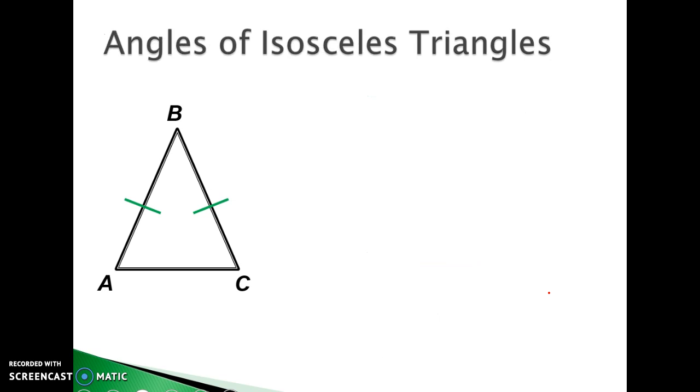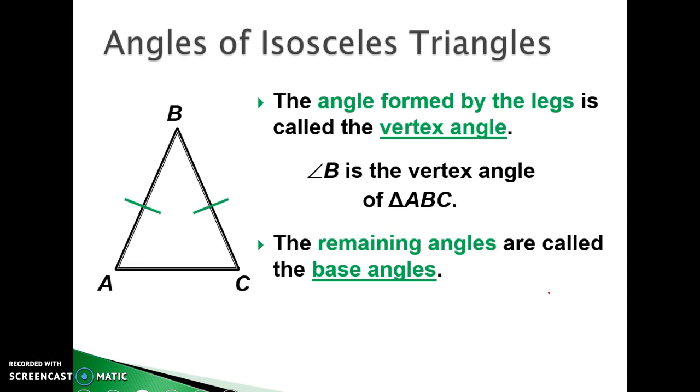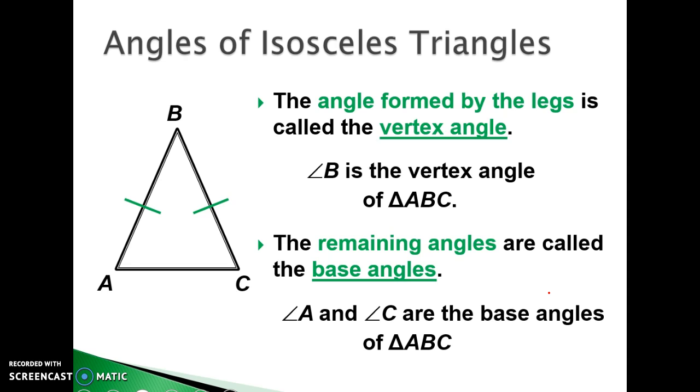Angles of isosceles triangles. The angle formed by the legs is called the vertex angle. Angle B is the vertex angle of triangle ABC. The remaining angles are called the base angles. Angle A and angle C are the base angles of triangle ABC.